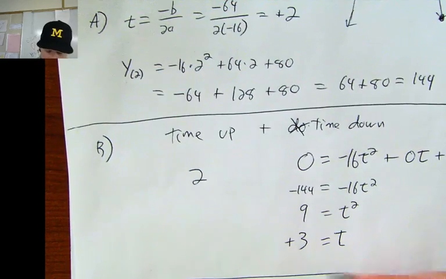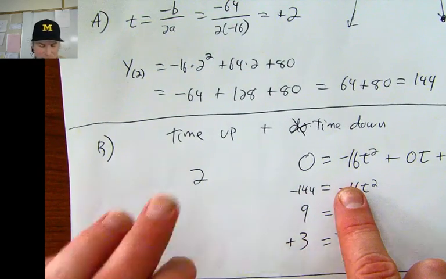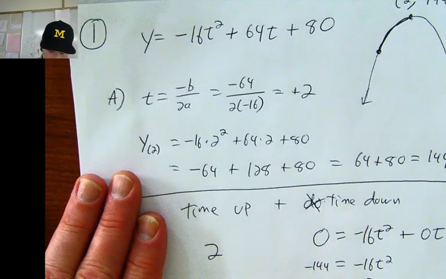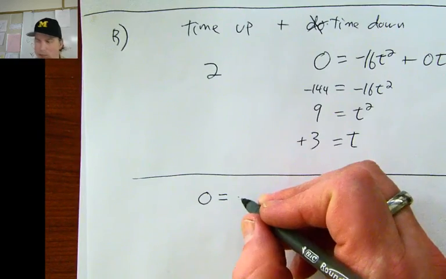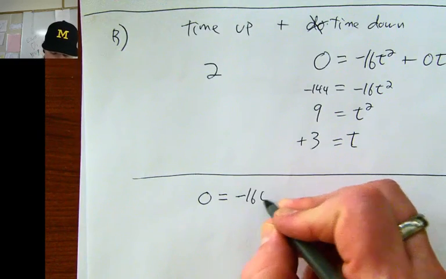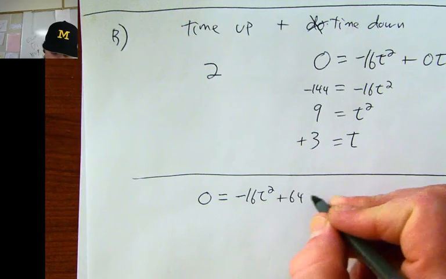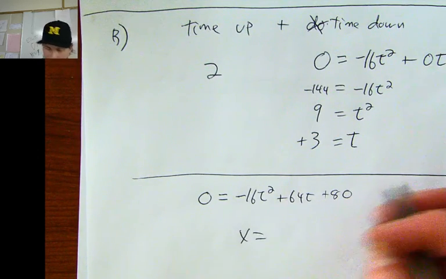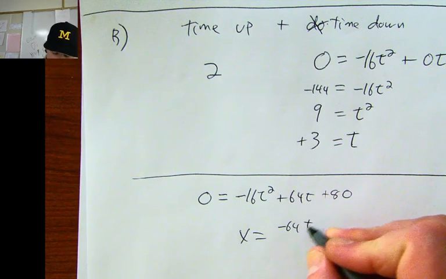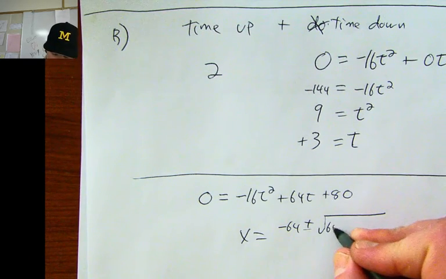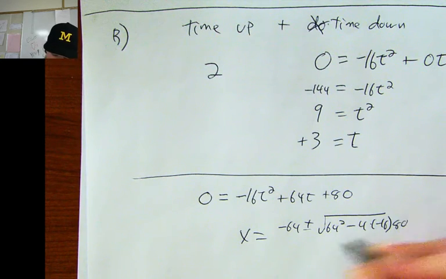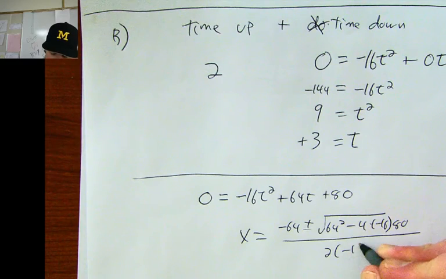Another way of solving this particular problem, instead of thinking time up plus time down, you basically want to know when this equation reaches 0. So you'd have 0 equals negative 16t squared plus 64t plus 80. Plug this into your quadratic formula: negative 64 plus or minus the square root of 64 squared minus 4 times negative 16 times 80, all divided by 2 times negative 16.